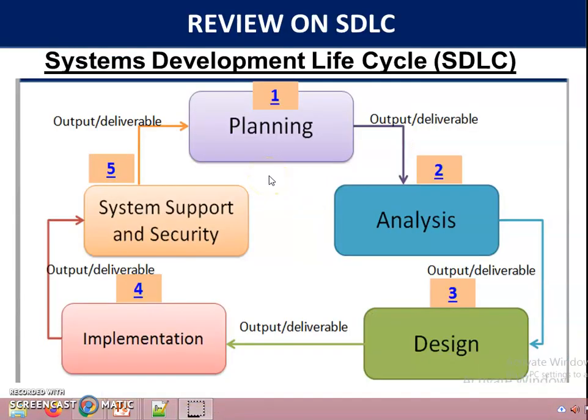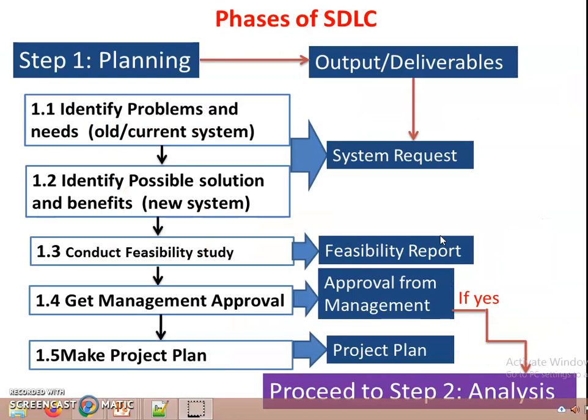So here are the basic steps of the systems development life cycle, and based on our previous discussion, we understand how each step affects the entire development of the information system. We have completed the discussion on the planning step, and we are moving halfway to the analysis step. So let's have first a quick review of what happens in the planning step.